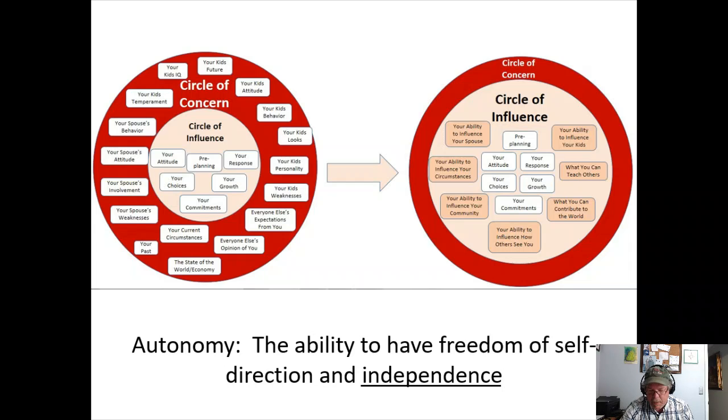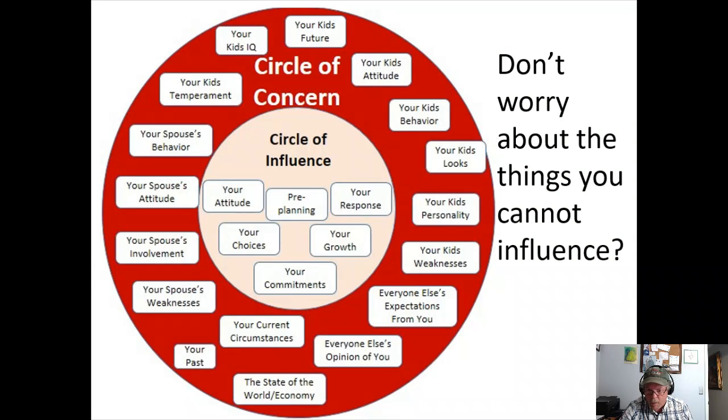Remember we talked about dependence, independence, interdependence. Internal locus of control, circle of influence. What can I do things about? These all go together. So it helps you move in that direction. So I made one that's a little bit bigger. This is that first one where the two circles are kind of out of whack. Do you worry about things you can't influence?